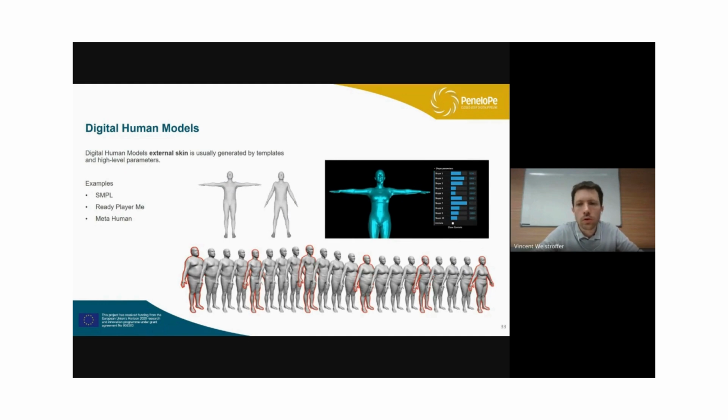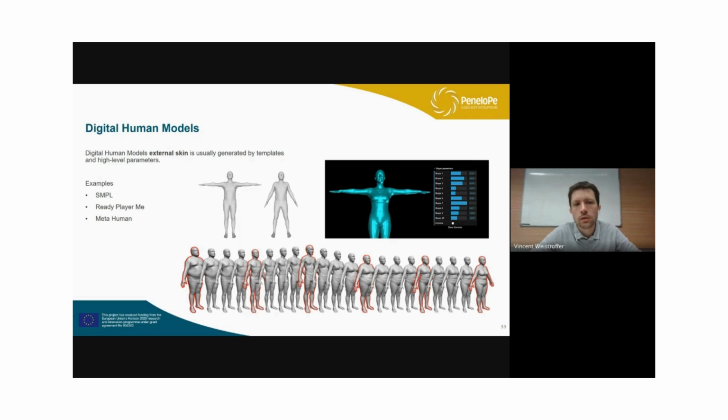So we talked about digital human model skeletons, digital human model muscles, and the third step is about digital human model external skin. So you have your skeleton, you have your muscles, and at the end you put a skin on top of your digital human model.